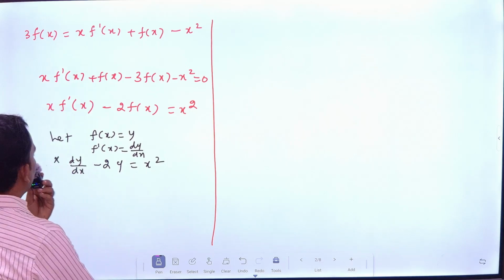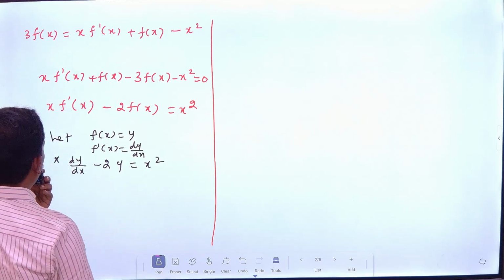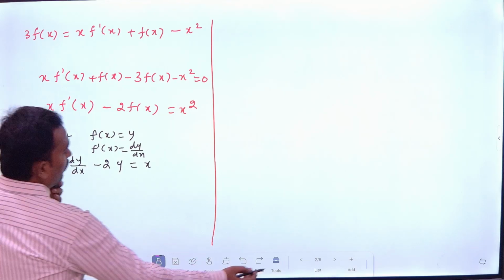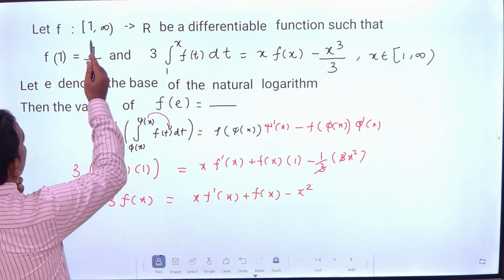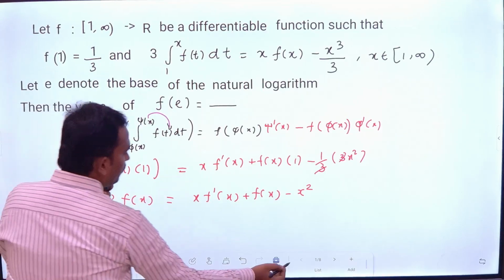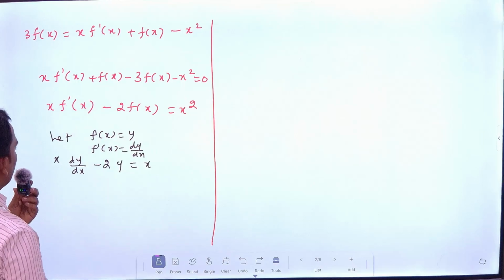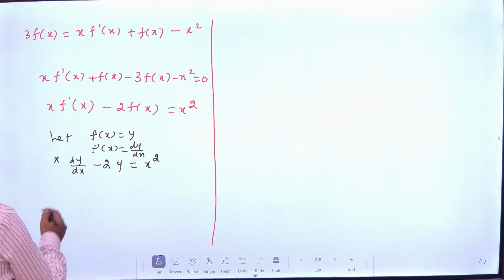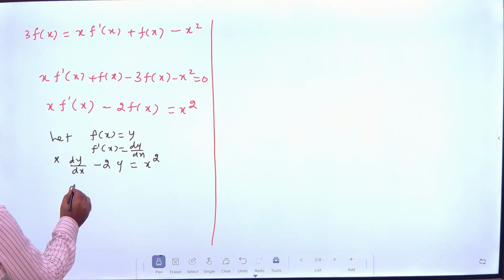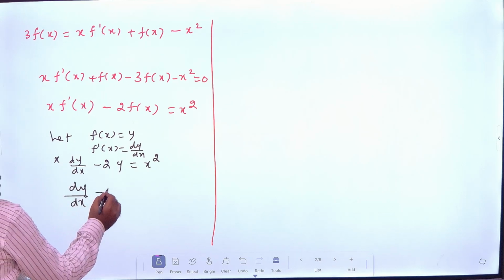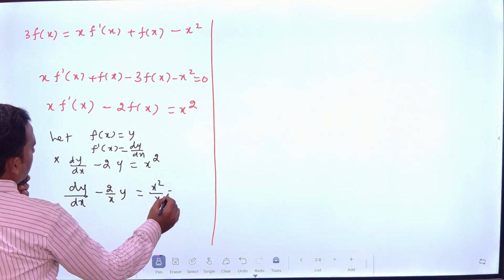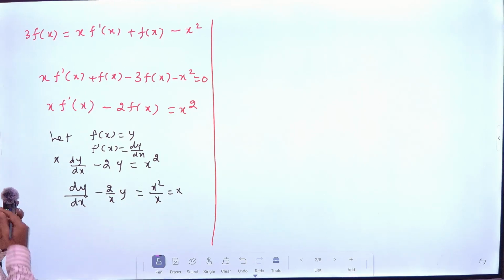Clear? So now you can divide both sides by x, because x belongs to [1, infinity), so x is a non-zero number and you can divide. Okay, so here the right side will be x square by x. So dy by dx minus 2 by x into y is equal to x square by x, which is equal to x. Clear? Now how to solve this?